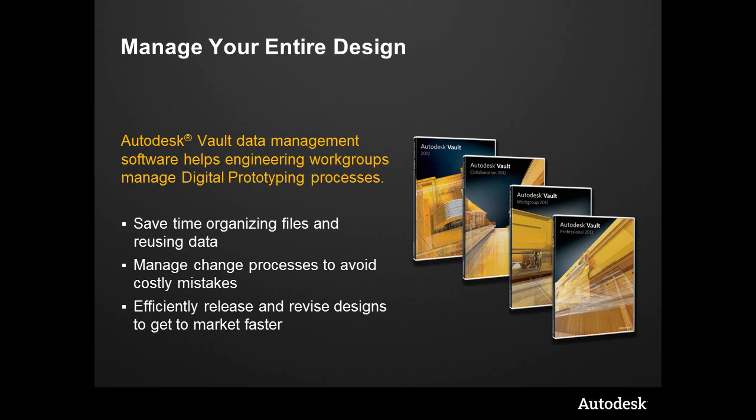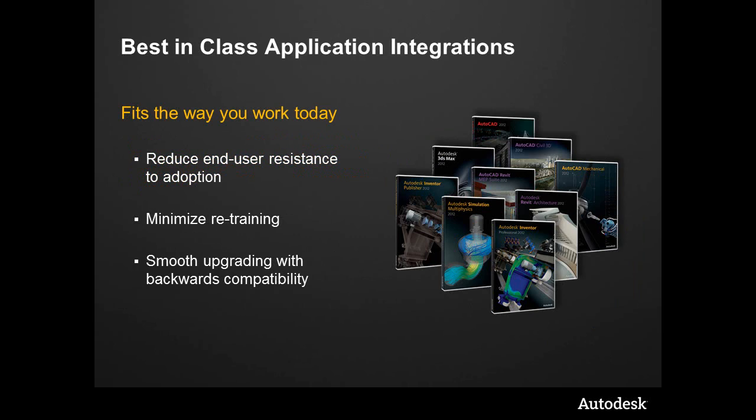So depending on your needs, we have four levels of products. We have Vault, Vault Workgroup, Collaboration, and Professional. And the idea is you can move up or move your customer up the stack as their needs grow. So as their complexity and their organization, as everything grows, we can move them into the product that they need.